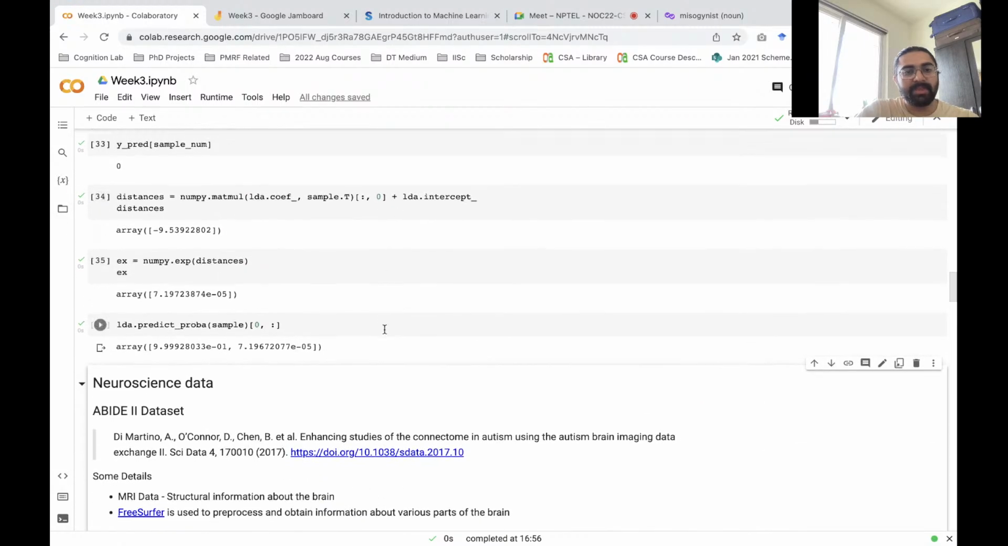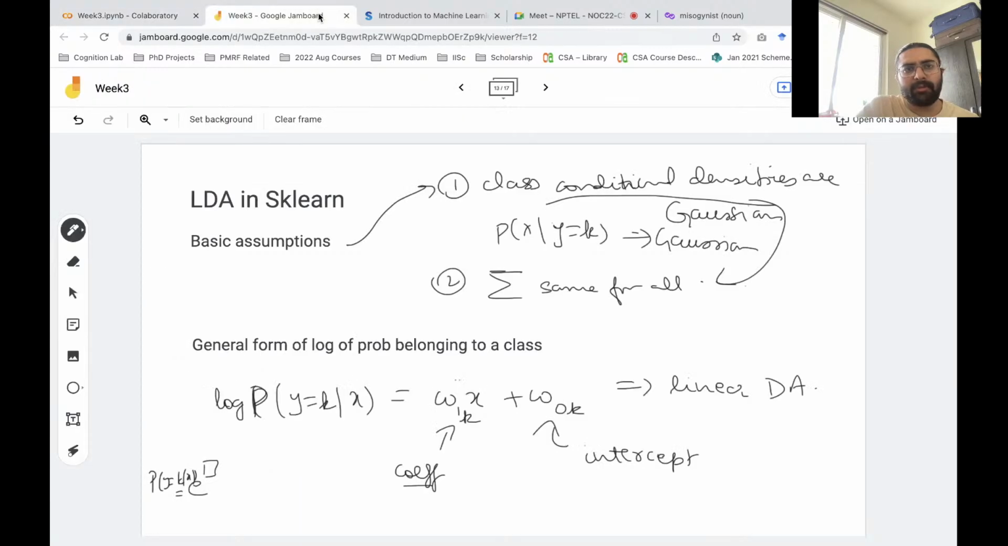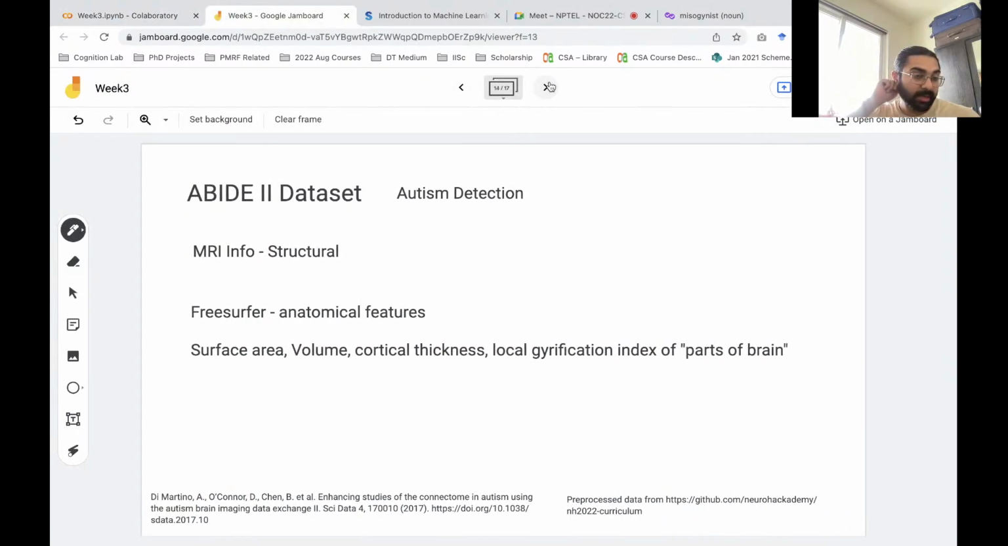Okay, so now a couple of you told me that you want to look at real world data. So we have something called the ABIDE II dataset, which is basically trying to work on whether we can detect autism in patients and subjects, right? Are they autistic or not, and can we understand that from brain scans? These researchers get some structural MRI information, and they use a software package called FreeSurfer to generate some anatomical features.